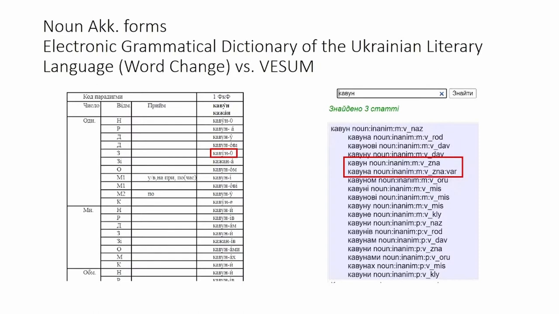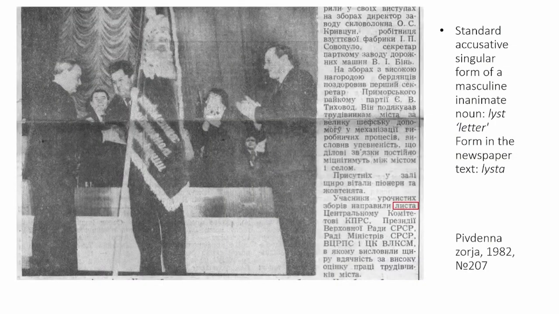Kazhan is animate, with this ending the same as in genitive. And here in the SUM, we can see that kavun, an inanimate noun, can have this form as well. And here is the proof from the newspaper. Napravili lista, list is a letter, letter in accusative form as in genitive.